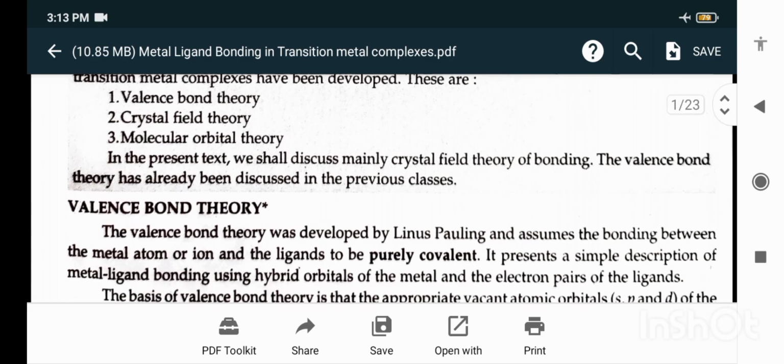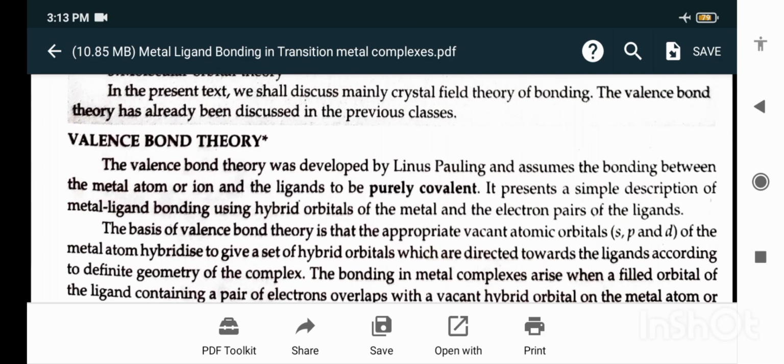Valence bond theory. The valence bond theory was developed by Linus Pauling and assumes the bonding between the metal atom or ion and the ligand to be purely covalent. It presents a simple description of the metal ligand bonding using hybrid orbitals of the metal and the electron pairs of the ligands. The basis of valence bond theory is that the appropriate vacant atomic orbitals, s, p and d, of the metal atom hybridize to give a set of hybrid orbitals which are directed towards the ligands according to the definite geometry of the complex.